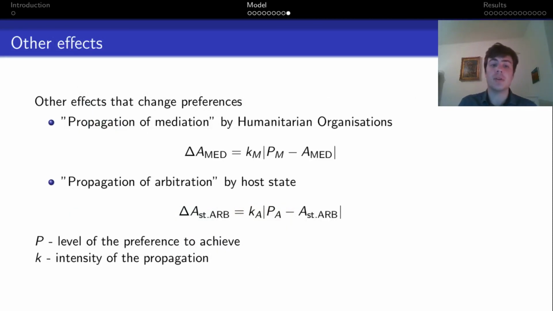There are other effects that change preferences in a camp. Refugees won't use the service of a mediator, the humanitarian organization, or the service of the host state if they don't trust them, or simply if they don't know about this possibility. So there exists some kind of propagation, and we add this propagation to our model. This propagation is given by the intensity of propagation and the level of the preference to the solution they want to achieve. Humanitarian organizations and the host state usually don't want to solve every single problem, so they don't want this to be at the maximal level.